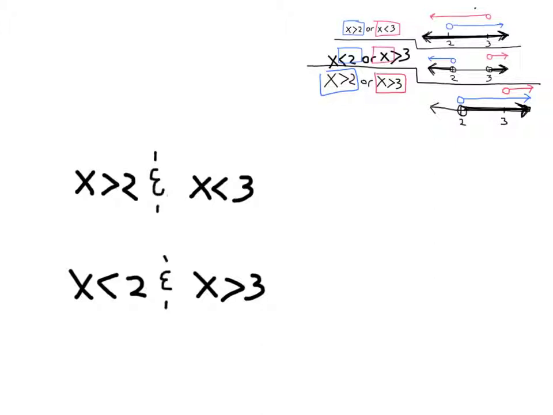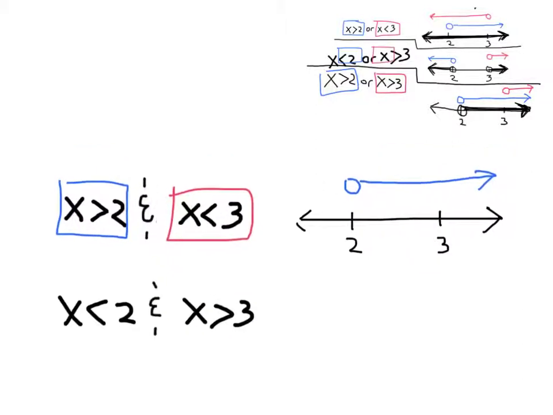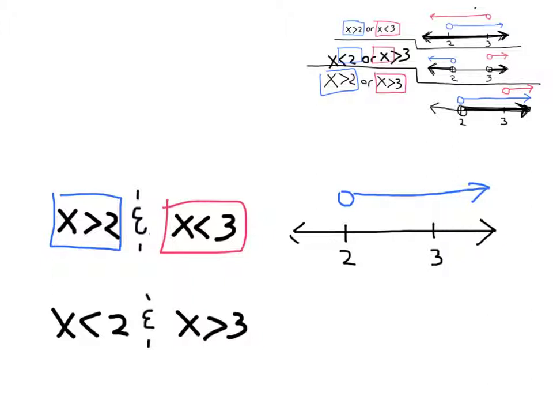So, focusing on the first one, we've got a number line. We've got our critical values of 2 and 3. We will, again, color code it, make it a little easier. Now, x is everything greater than 2, so we have that open circle on 2, and we have an arrow up there, going like that. And x is everything less than 3, so we have an open circle above 3, and then everything down below.